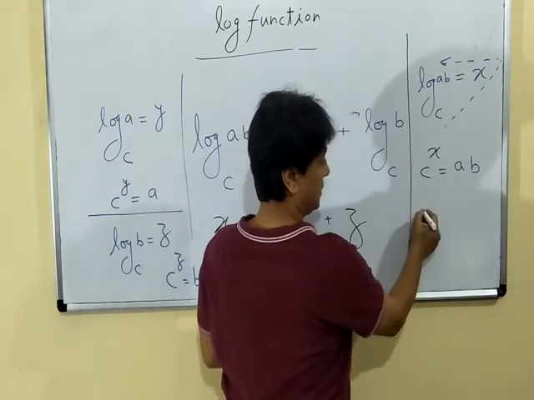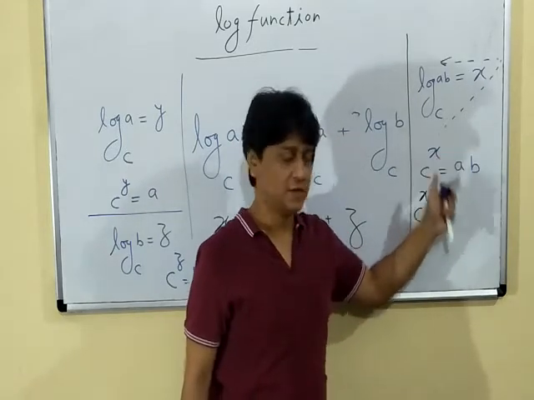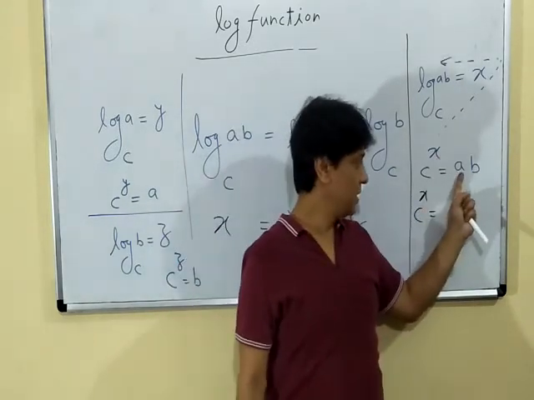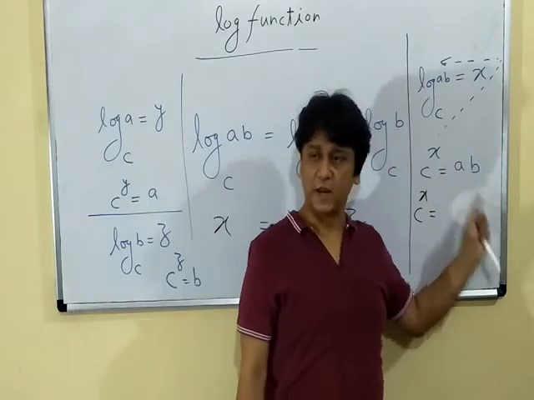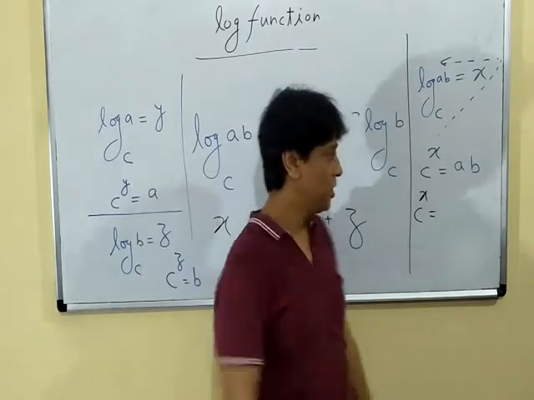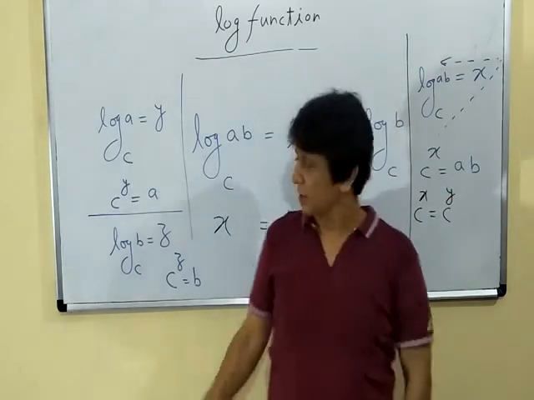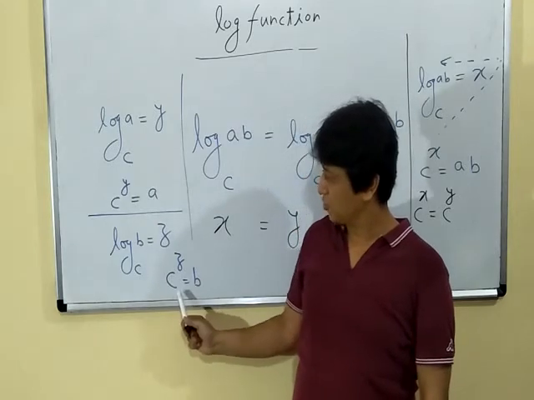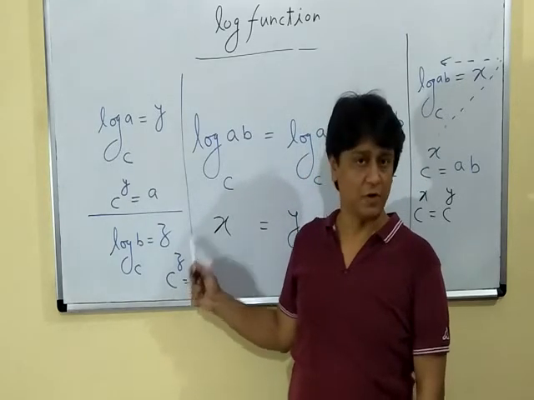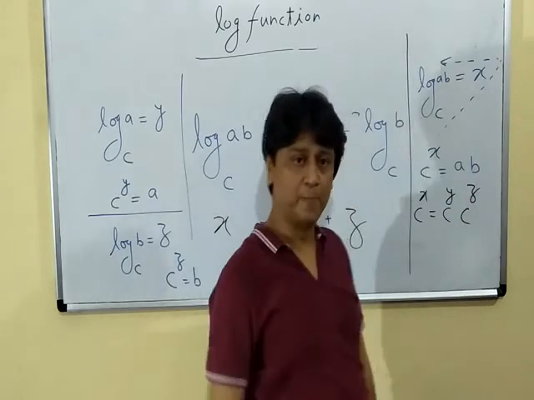C to the power X is equal to A multiplied by B. But what is A? C to the power Y. Replace A with C to the power Y. And what is B? B is C to the power Z.